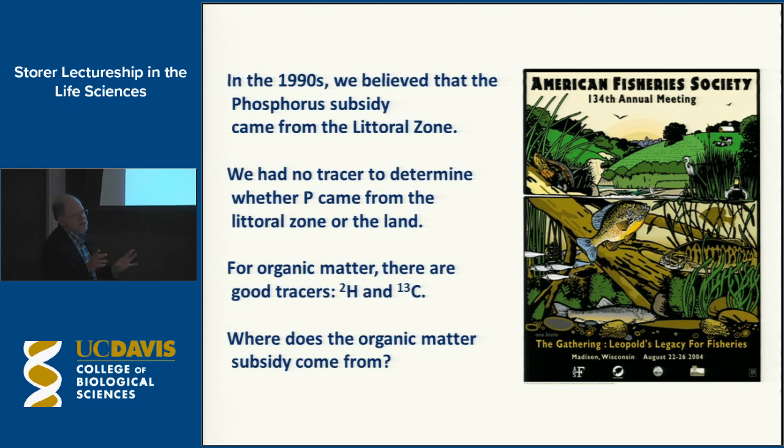Now, in the 1990s, when Daniel was doing his work and when that 1992 paper was presented, we couldn't tell littoral zone inputs from terrestrial inputs. The reason is we didn't have a good tracer. There was no tracer to determine whether organic matter came from the littoral zone or from the land. But by the late 1990s and the aughts, there were two tracers. One of them was really good.